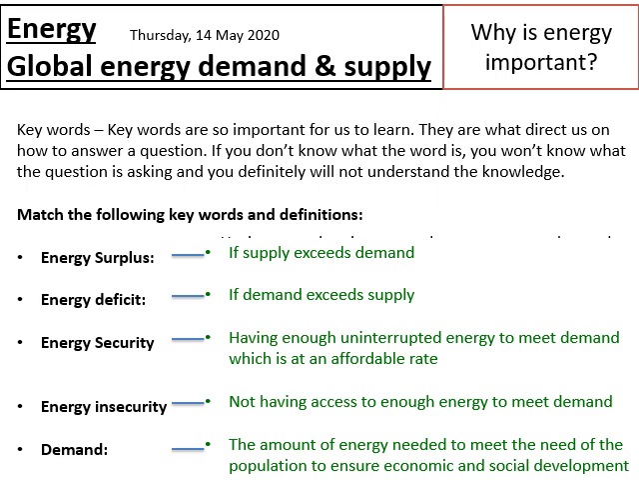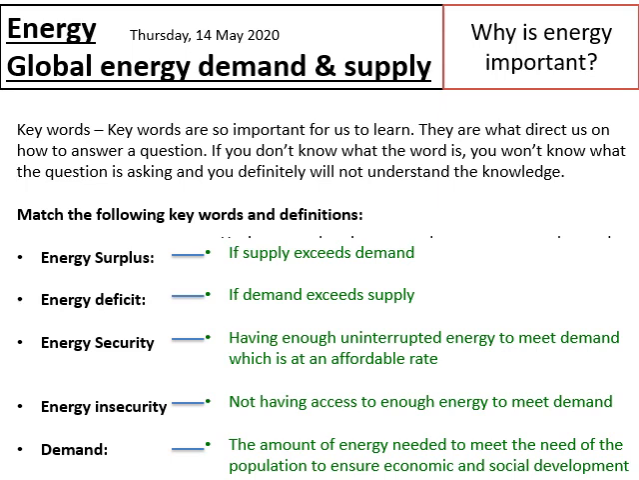Energy security. This one is really important definition, really important. Having enough uninterrupted energy to meet demand, which is at an affordable rate. It's not enough to say having enough energy to meet demand. Our energy that we've got must be affordable. We must be able to afford it. It must be a continuous flow. We must be able to access it. If we can't, or it gets interrupted or stops and starts and we can afford it one month and not the other month, we are not secure. So those phrases in that definition are really important.